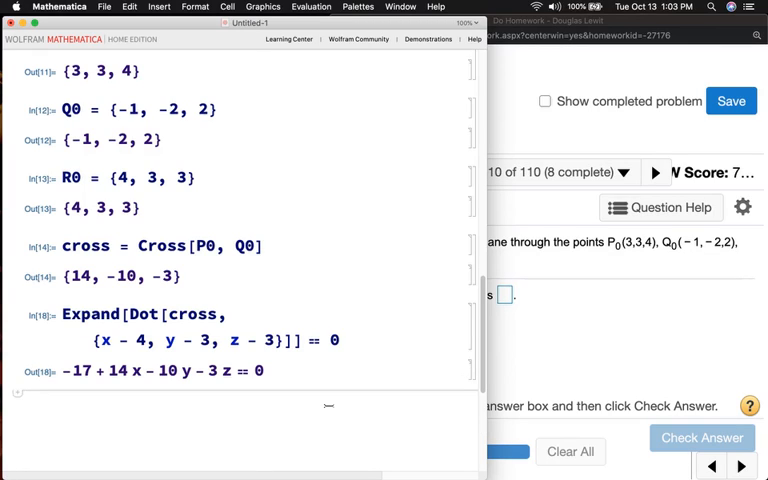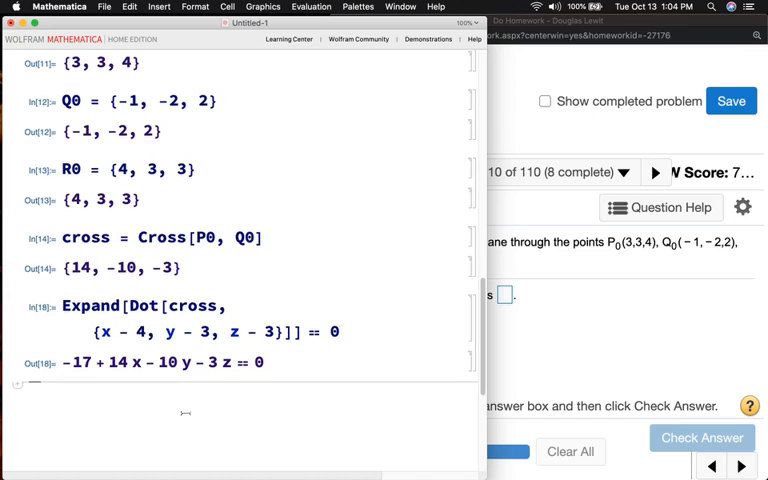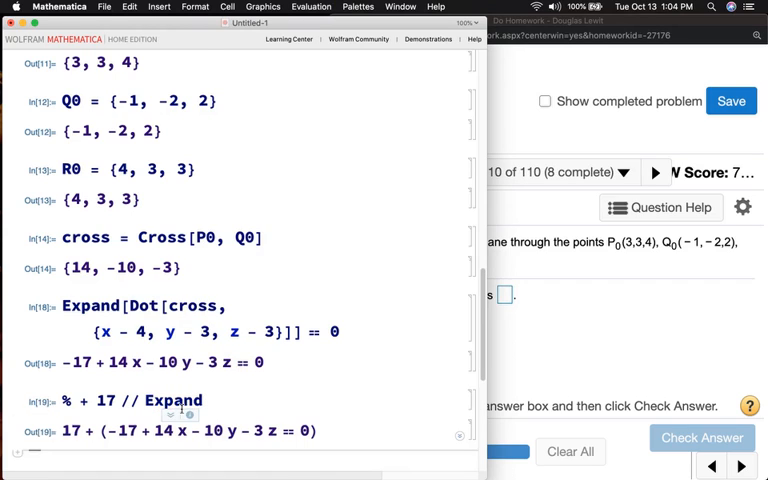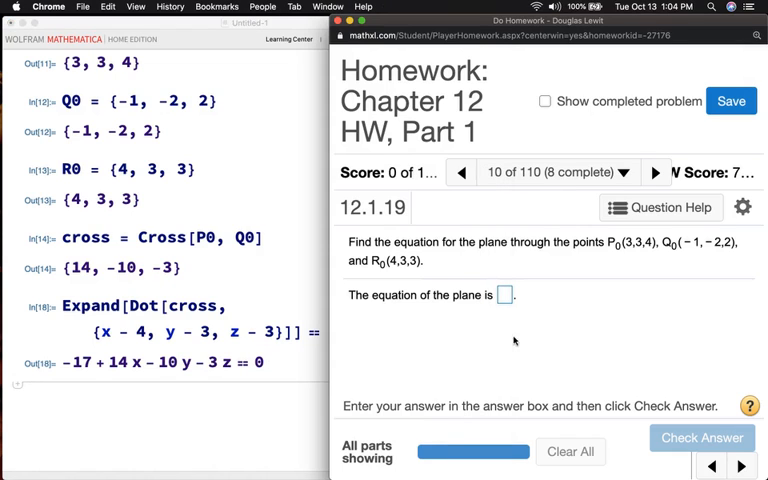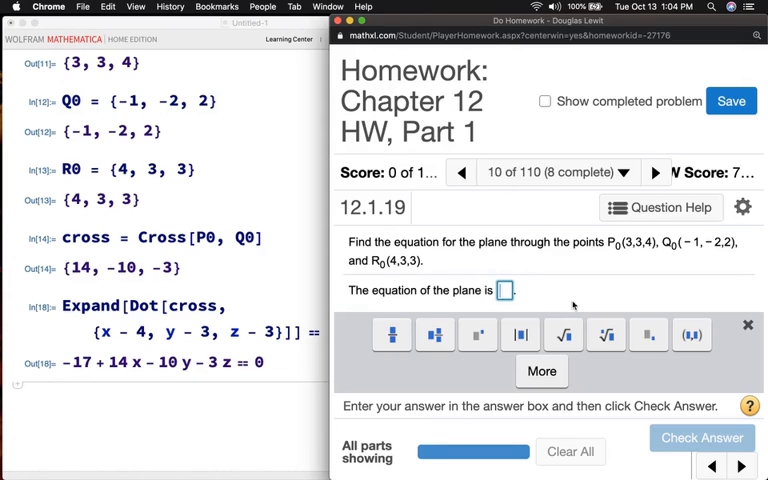Okay, so I have 14x minus 10y minus 3z is equal to 17. Let's see if I could simplify that. Well, you get the idea. Mathematica is being stubborn, but all I'm going to do is place the negative 17 on the right-hand side of the equal sign where it becomes a positive 17. So the answer is 14x minus 10y minus 3z is equal to a positive 17.